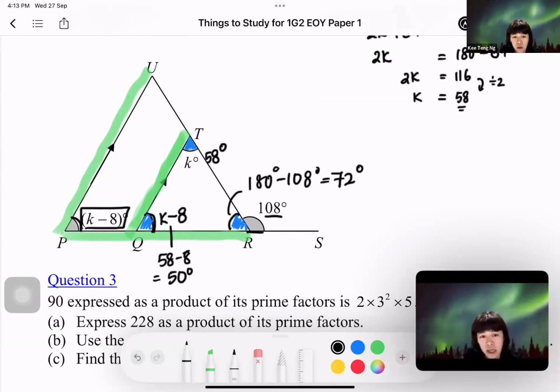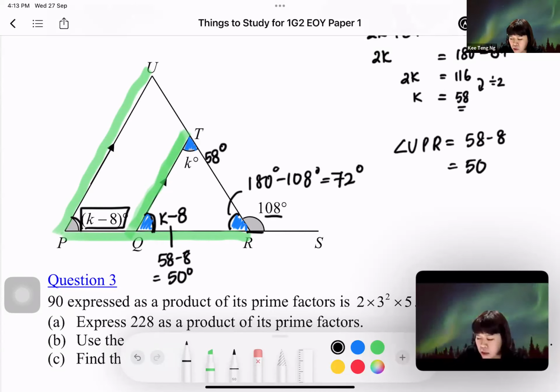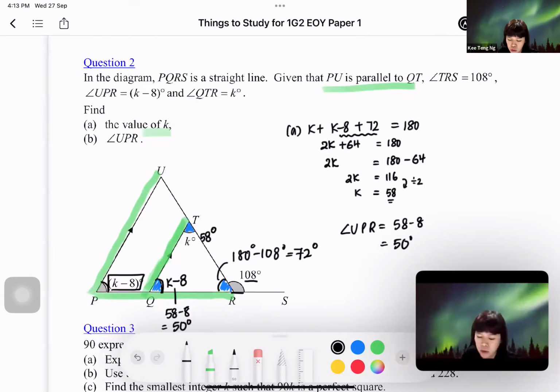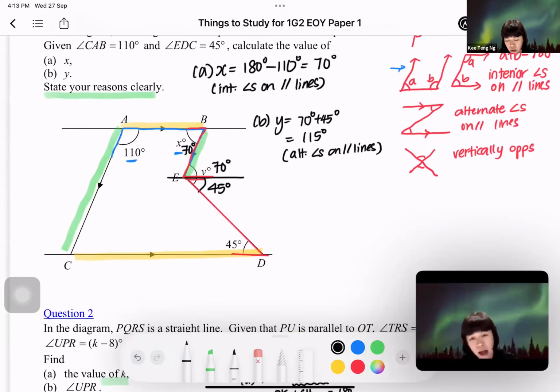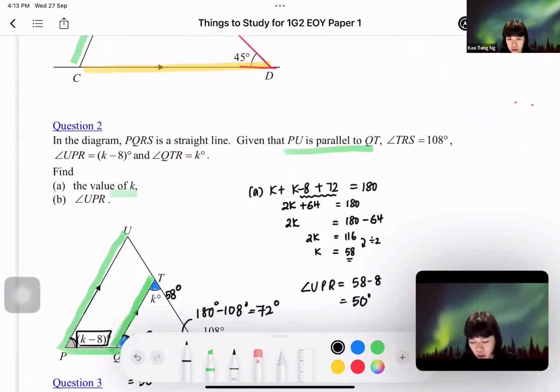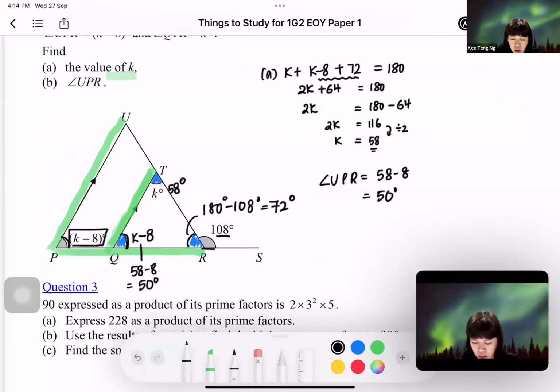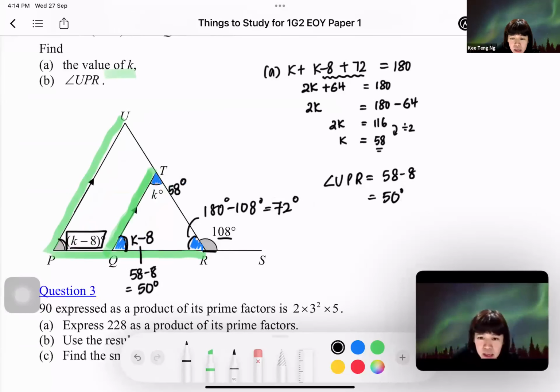So K, you found K to be 58. So angle UPR will be 58 minus 8, 50 degrees. Okay, very good. So this one, it will come out tomorrow. Then you better make sure you know how to do it, whether it is with the numbers or with the angles. Okay, yes, genius. We are all genius. Okay, never mind, I'm not asking you to do every single question.